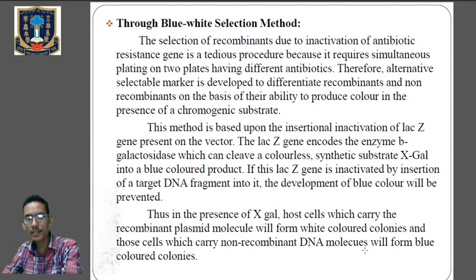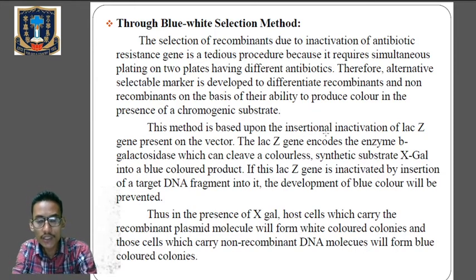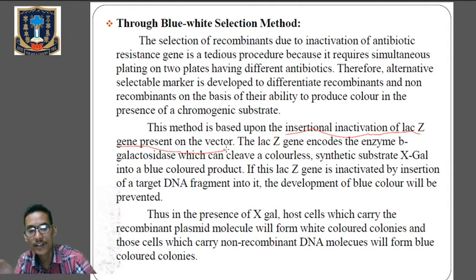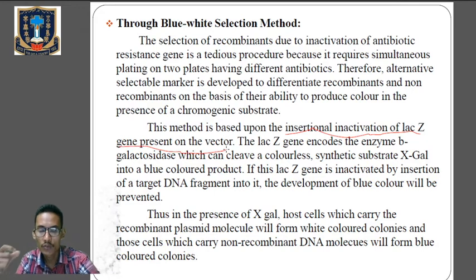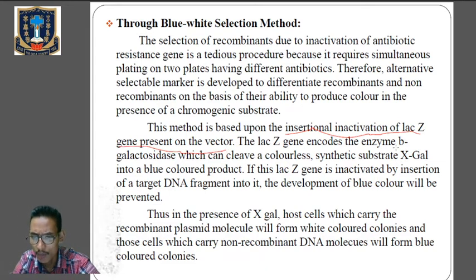So this method is based upon insertional inactivation. This blue-white selection method is based on the technique of insertional inactivation of the lacZ gene present on the vector. So the vector has the lacZ gene, and here we are going to inactivate this lacZ gene. Generally the lacZ gene will encode the enzyme beta-galactosidase. Remember, it is not a small b, it is beta.